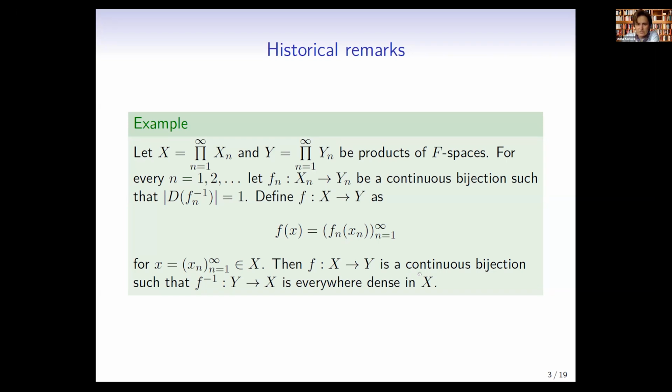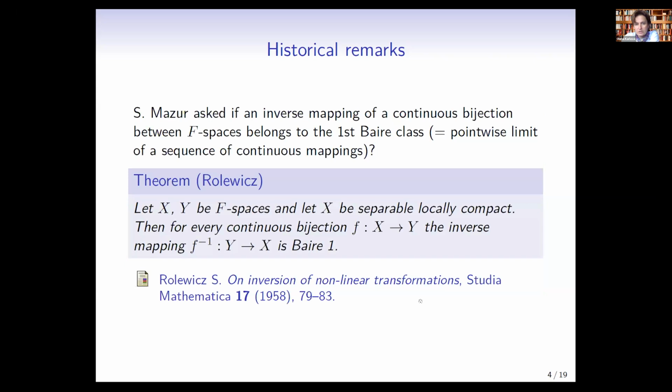So the inverse map can be widely discontinuous. And Stanislaw Mazur asked whether the inverse mapping of a continuous bijection between F-spaces belongs to the first Baire class, or something like this, which class the inverse mappings of continuous bijections between F-spaces form. Let me recall that a function belongs to the first Baire class if it is a pointwise limit of a sequence of continuous functions.